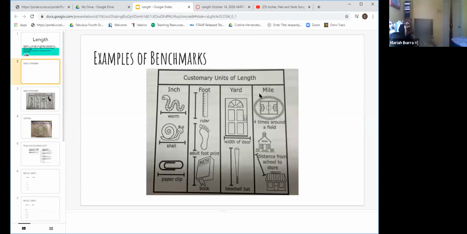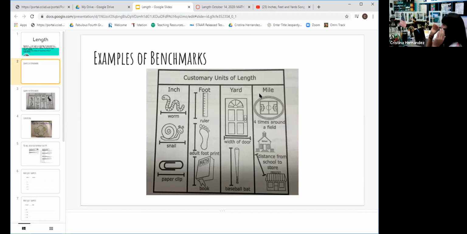Examples of a benchmark. Benchmarks are roughly a certain distance long. In this picture, y'all can see a worm, like the earthworms you find on the ground, about 1 inch wide. The snails you find in your yard are about 1 inch. A paperclip is about 1 inch, like I showed y'all the other day.